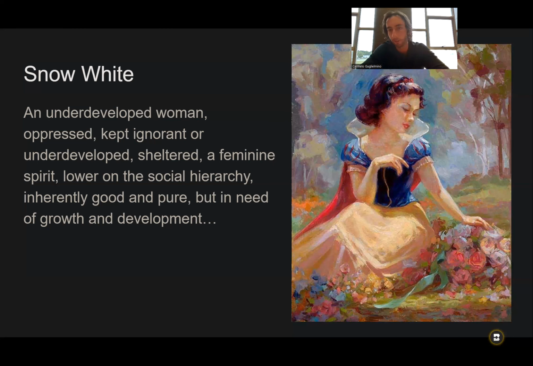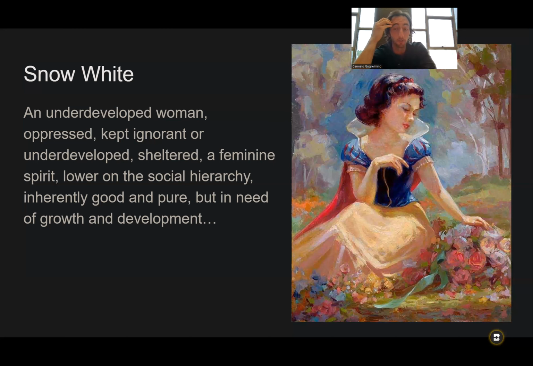A feminine spirit, that's the feminist lens, okay? Lower on the social hierarchy. Once again, that's got to be the Marxist lens. She's lower class, right? She does not have a lot of power. Inherently good and pure. Well, of course, that's the Christian part right there. That's going to be someone saying, yeah, you have this inherent goodness to you. You have this inherent beauty to your character. That's got to be the Christians.